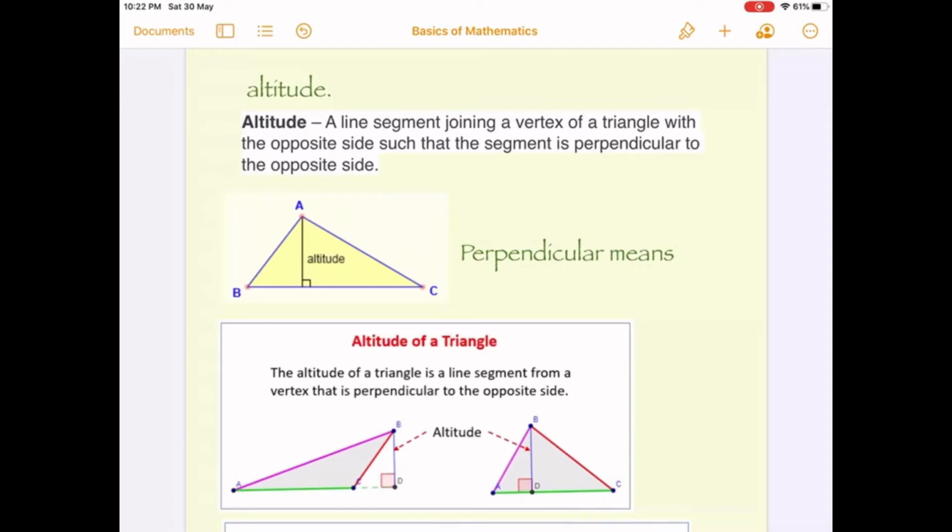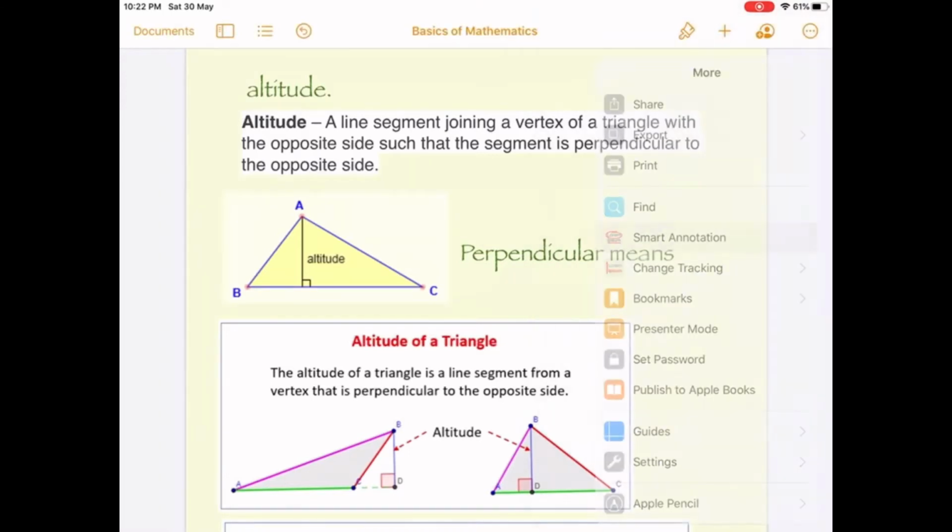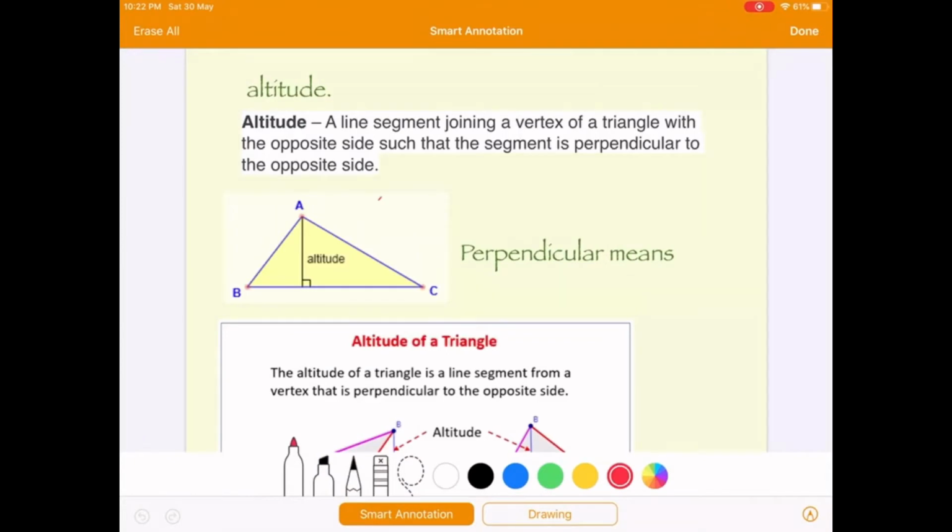So let us start. Altitude. Now what is altitude? A line segment joining a vertex of a triangle with the opposite side such that the segment is perpendicular to the opposite side. Very easy. In the diagram, as you can see, this is called an altitude.